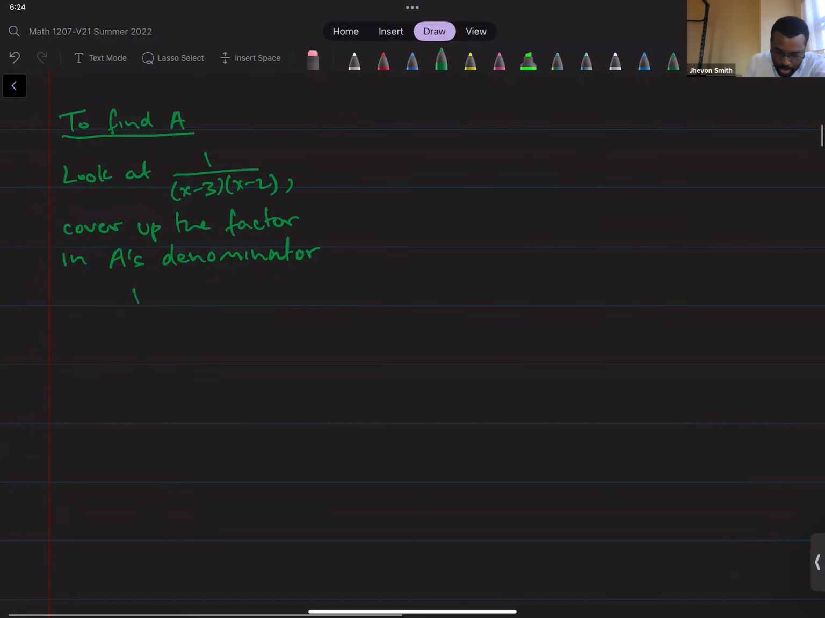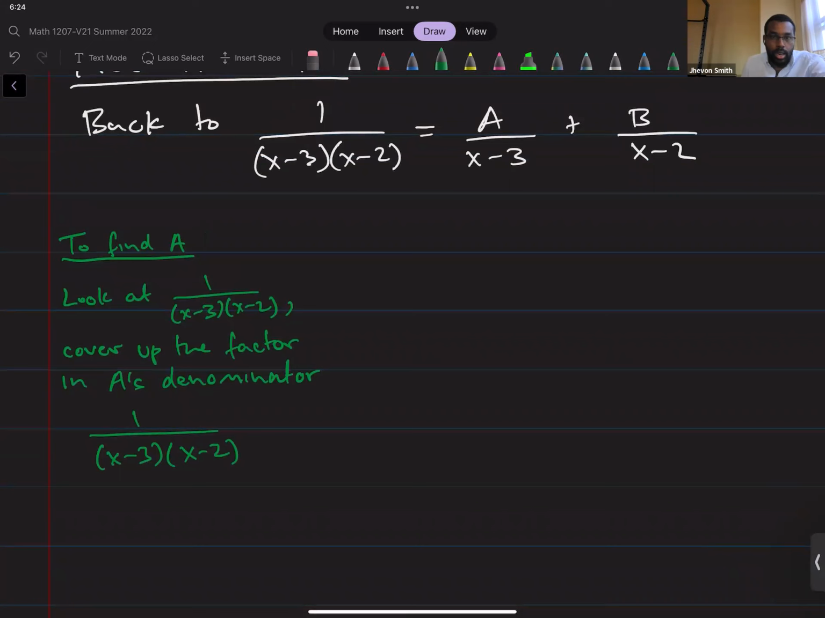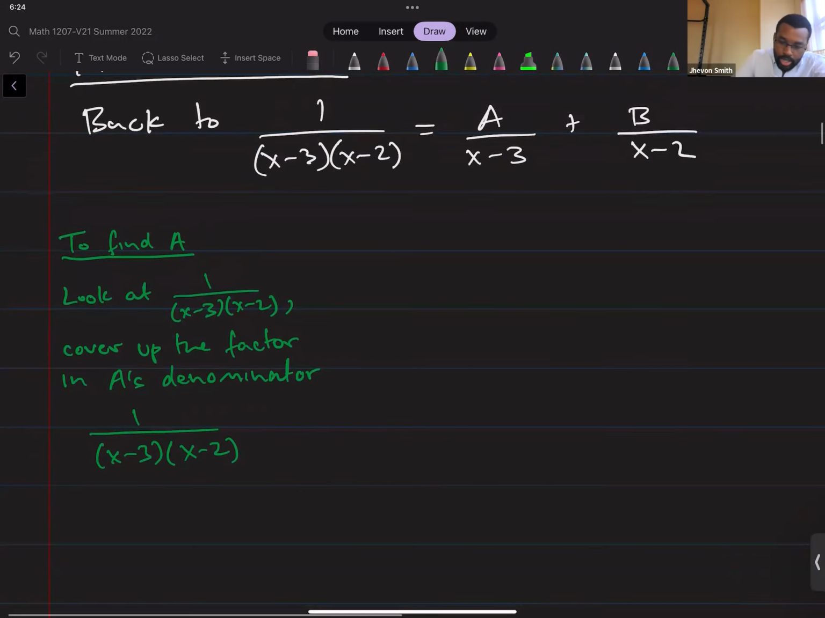So in other words, you have this. What's in the denominator of A? The x minus 3. You're literally going to take your finger and cover up the x minus 3. So now what you're visually seeing is 1 over x minus 2. Okay, so that's the cover-up method. You cover up with your thumb the factor that's in the denominator of A, and what you're going to do now is plug in the x value that would make that factor 0.